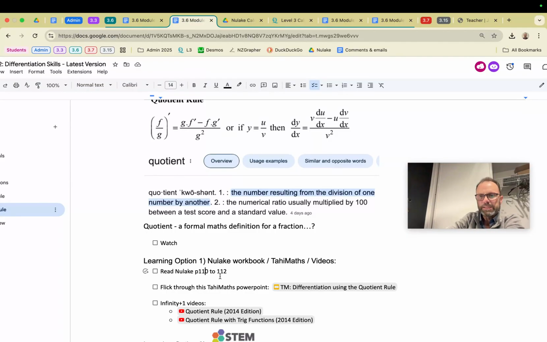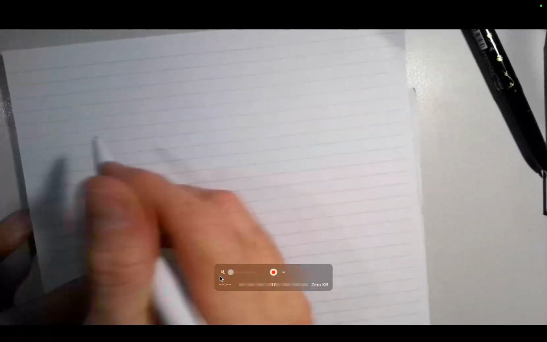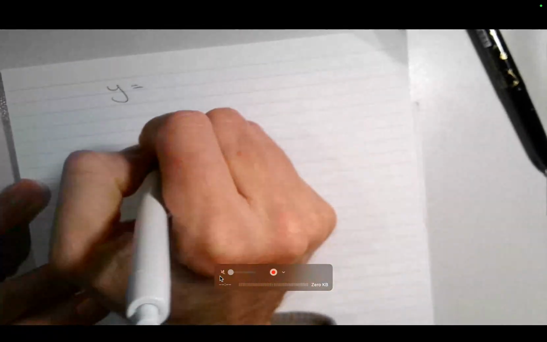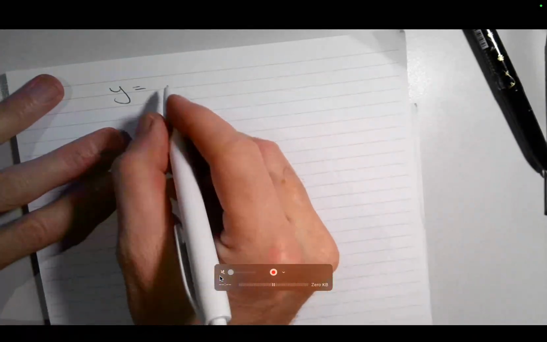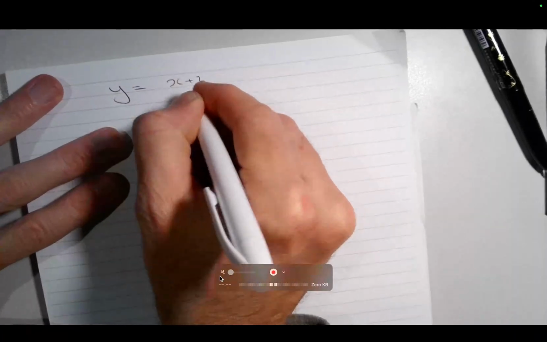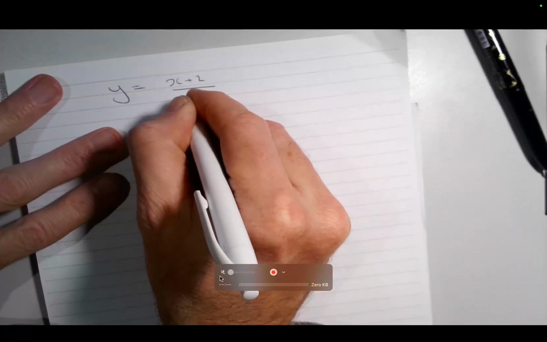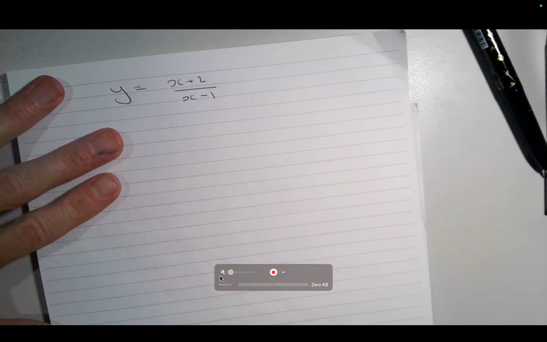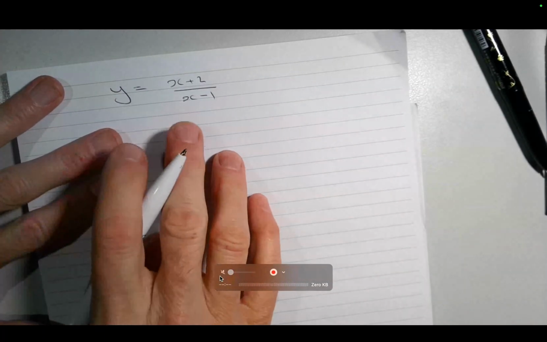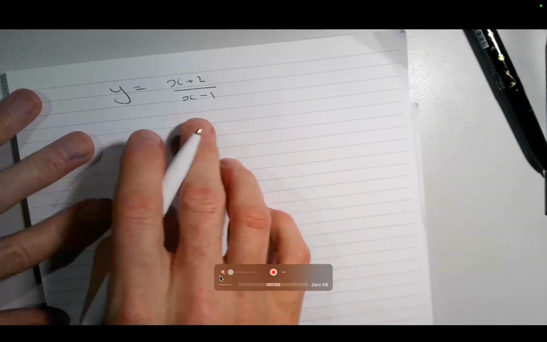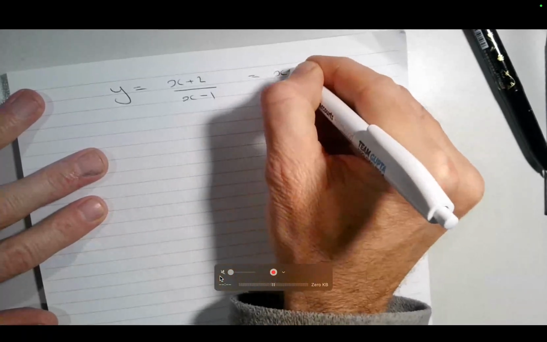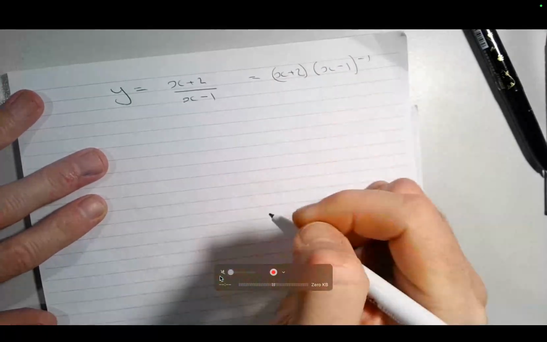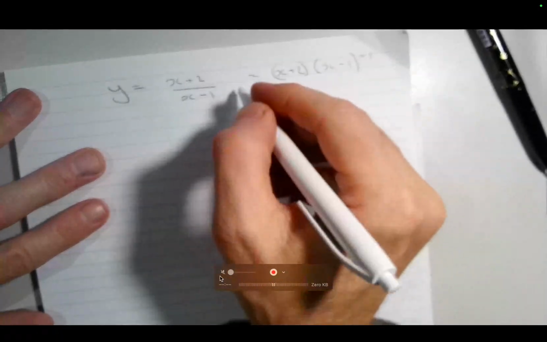Okay, so here is the simple one. Let's say we had y equals x plus 2 over, I don't know, x minus 1. Now product rule: you could say that is x plus 2 times x minus 1 to the power of minus 1. And if we did the product rule here, in fact, let's just do the product rule.